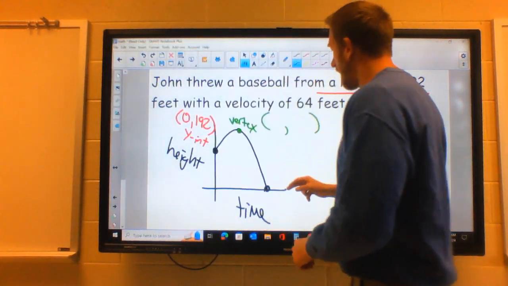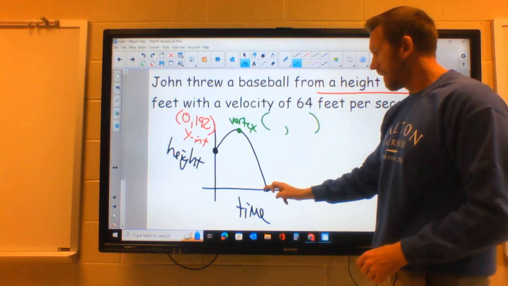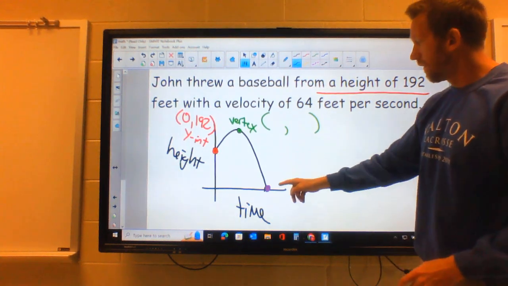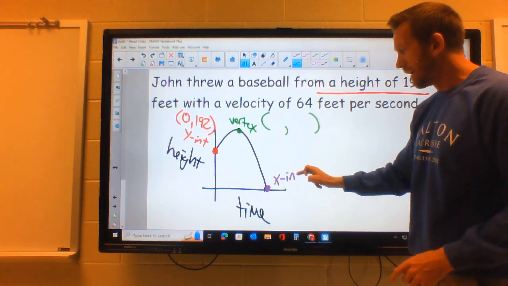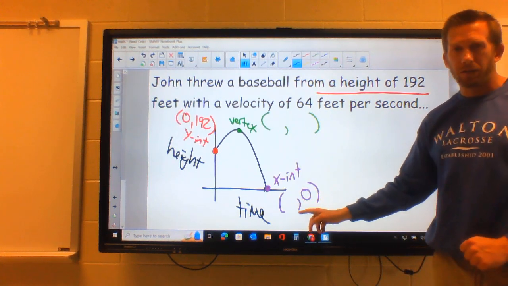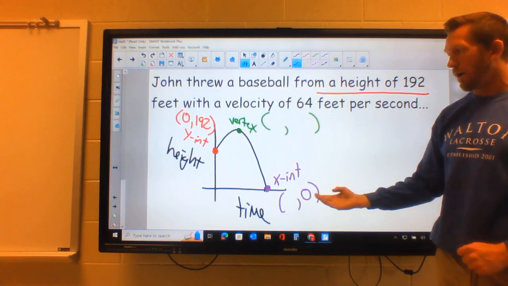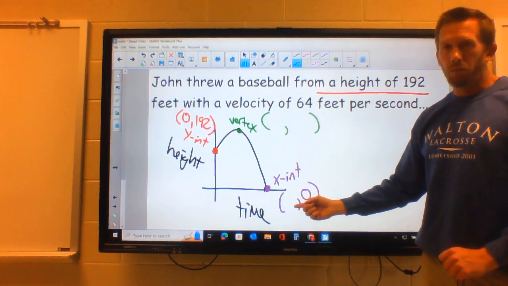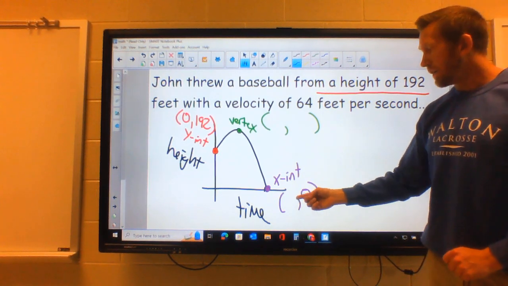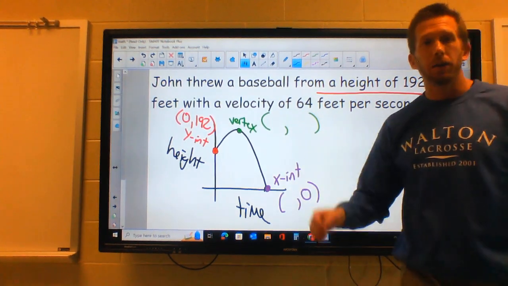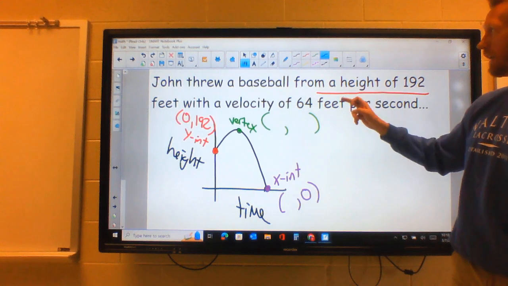And then the third and final thing we're going to look at is going to be this point right here. This point right here is our x-intercept. And this is going to be at the final height of 0. Because remember, x-intercepts are something comma 0. So now we've got a height of 0, and we're calculating the time it takes to reach that height of 0. Basically, when does the baseball hit the ground? Okay? So we're going to need an equation.